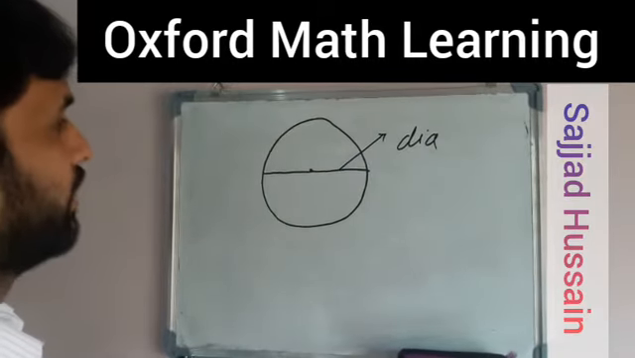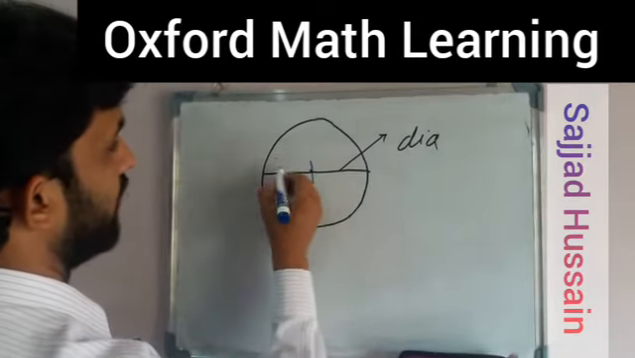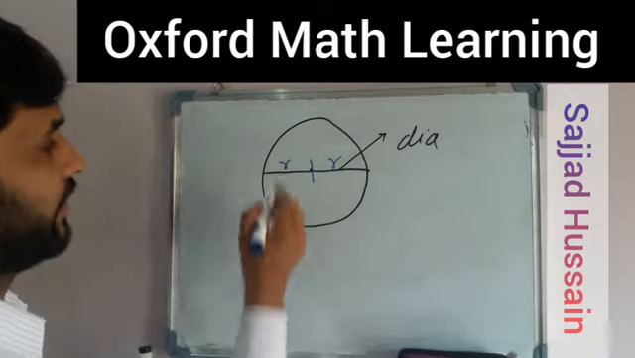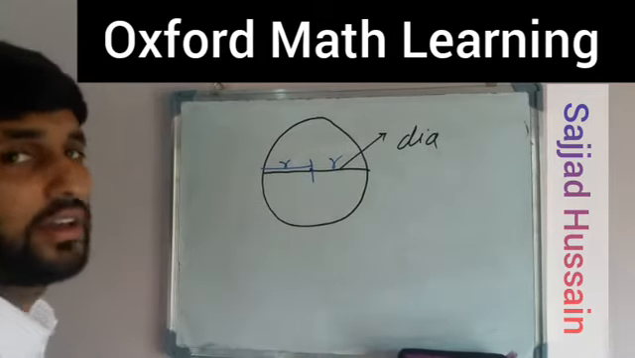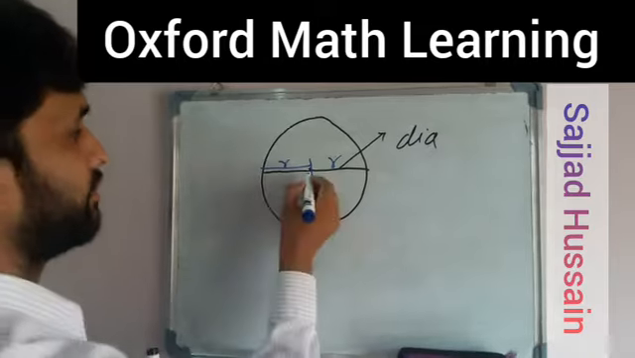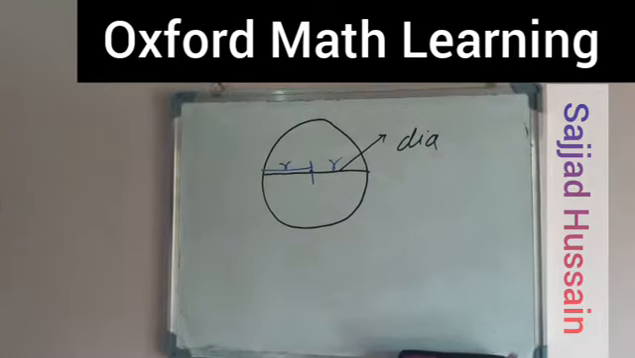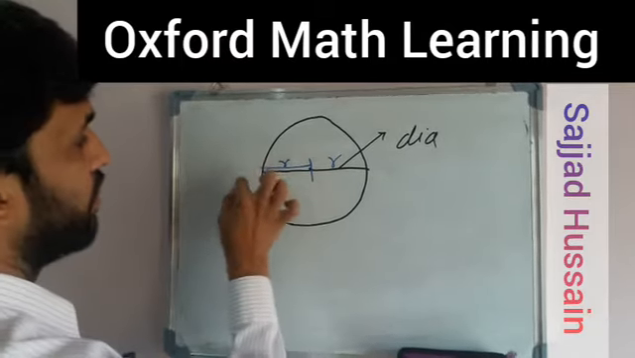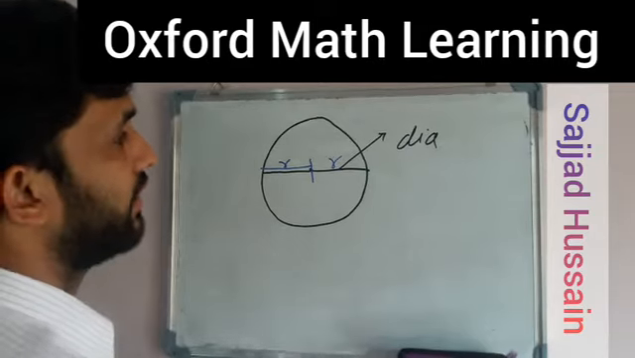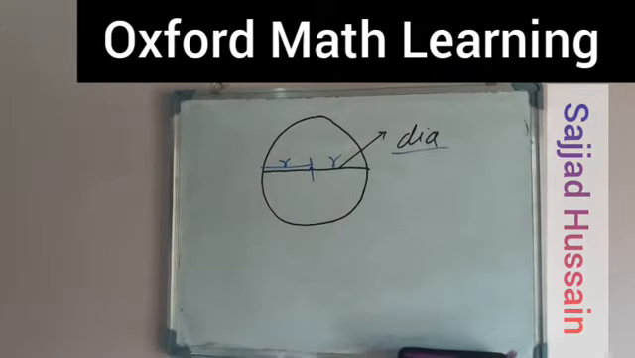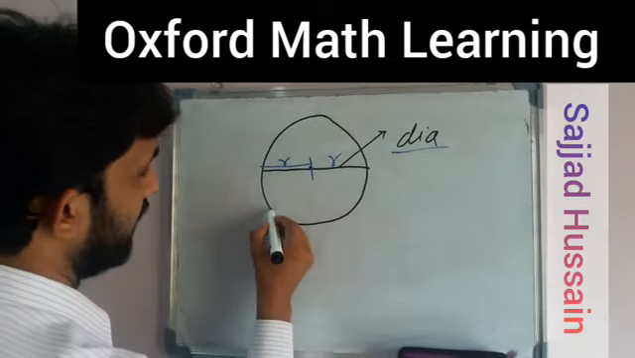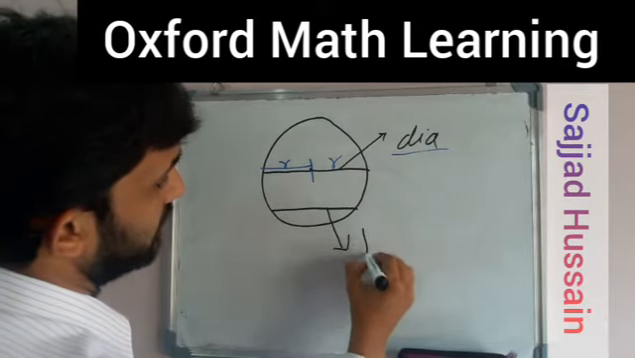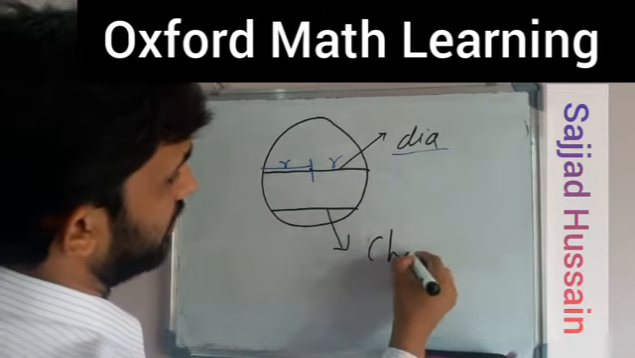The diameter has two parts. This is a radius, this is a radius. Half a portion is called the radius. The length from the center to where it touches the circle at one side is called the radius. The whole line through the center is called the diameter. But if we have a line here, this line is called a chord of a circle.